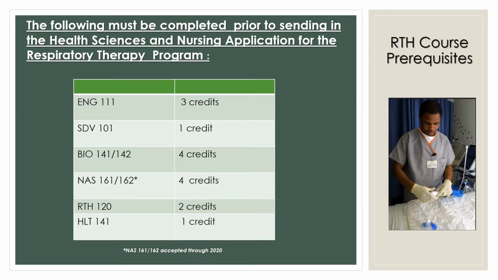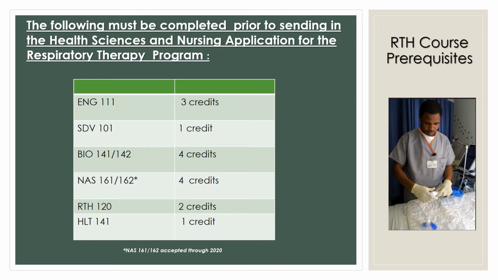These are prerequisite courses for entry into the respiratory therapy program. English 111 is an English composition course. SDV is an orientation course necessary for all degrees at NVCC. We recommend SDV 101, but if you've already taken another SDV or STD course, those can be substituted. SDV 101 is an introduction to healthcare. Bio 141 and 142 are anatomy and physiology courses. Each has a 3-hour lab.